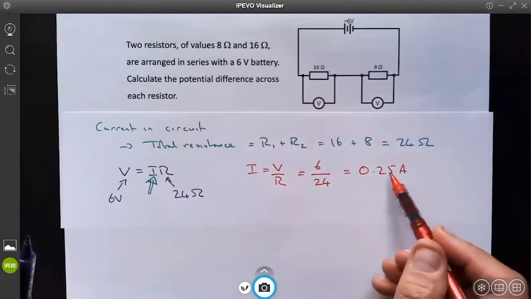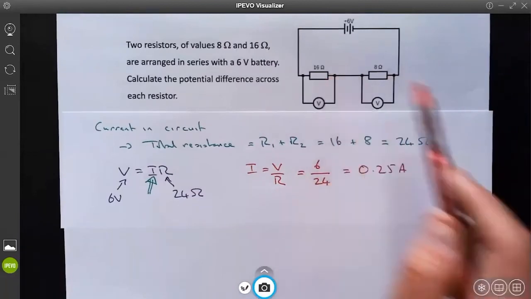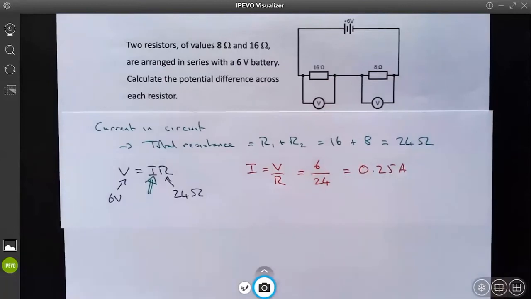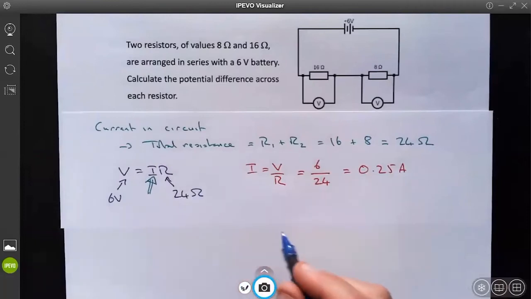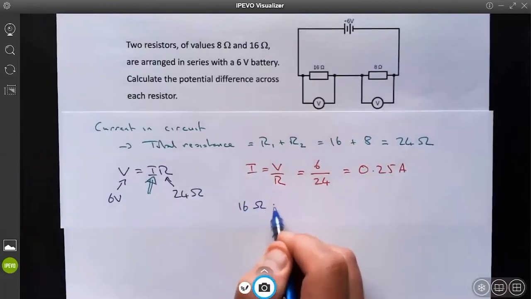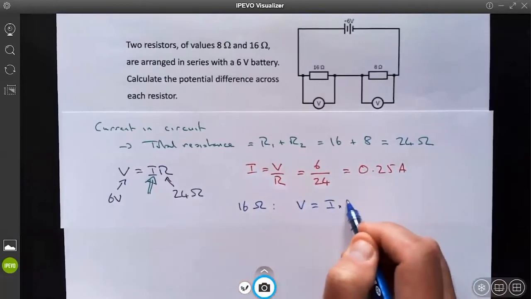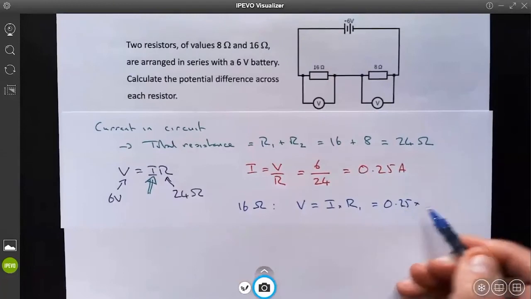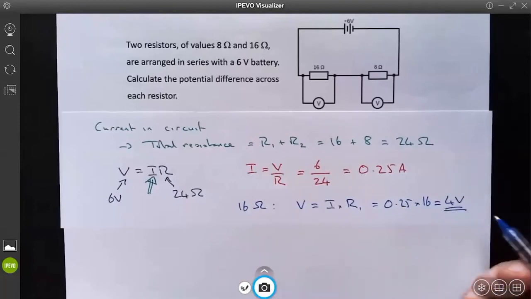Now, importantly, that's the current at any point in this circuit. For us, it's the current flowing through both the 16 ohm resistor and the 8 ohm resistor. Because that current's flowing through them, there must be a potential difference across both of those resistors. So we're going to use this equation again, in its original form. For the 16 ohm resistor, the potential difference, V, is the current times the value of that resistor, which will be 0.25 times 16, which gives us an answer of 4 volts.